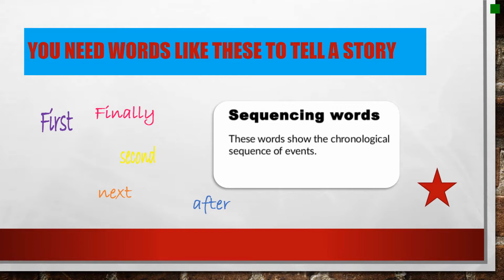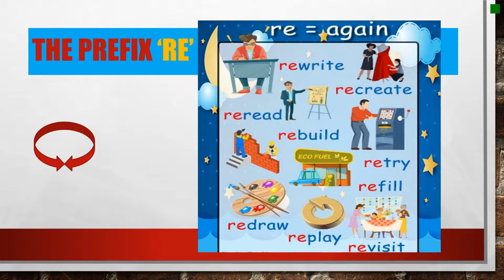You need words like these to tell a story, sequencing words. These words show chronological sequence of events. First, finally, next, after, second. These are some examples. Okay.